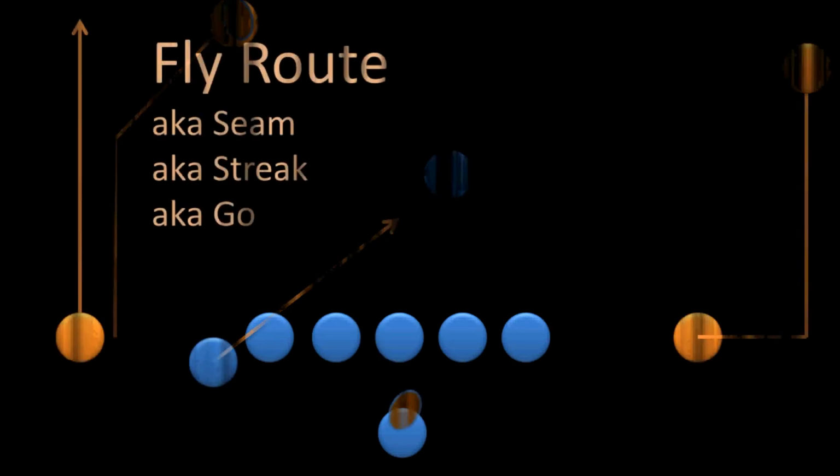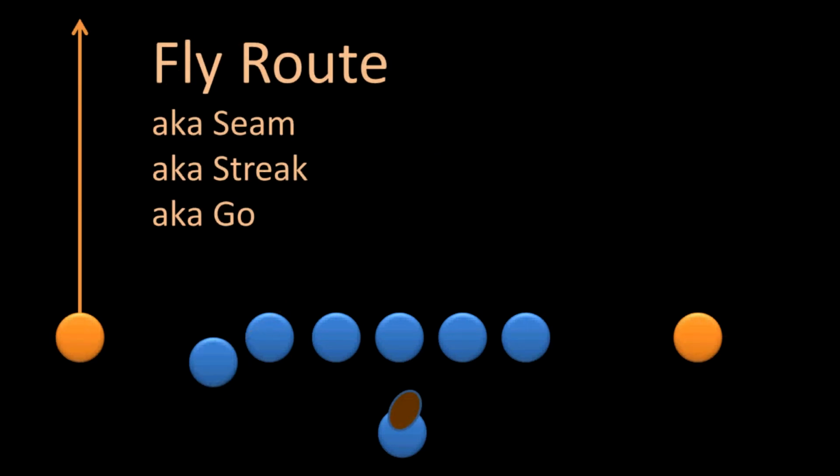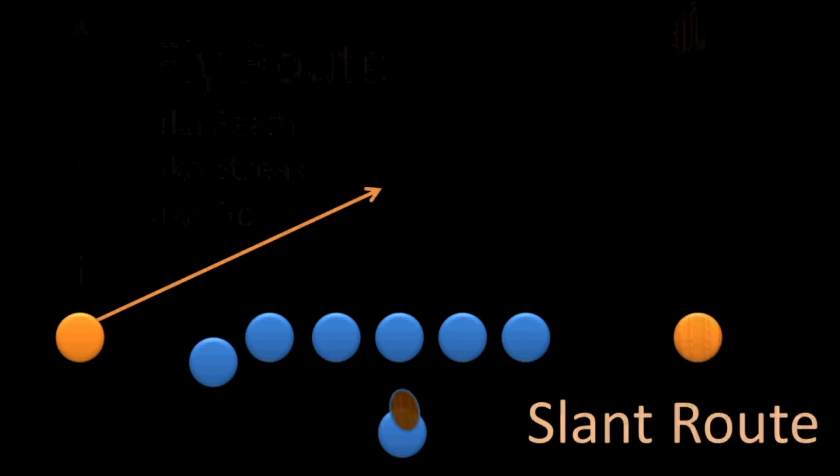The simplest route is the one with the most names. The fly route, or the seam, or the streak, or the go, is when the receiver simply runs in a straight line. You can see how this would allow the receiver to get behind the defenders quickly, particularly if he's fast. Similar to the fly route is the slant, which means that rather than running parallel with the sidelines, the receiver is running at an angle across the field.